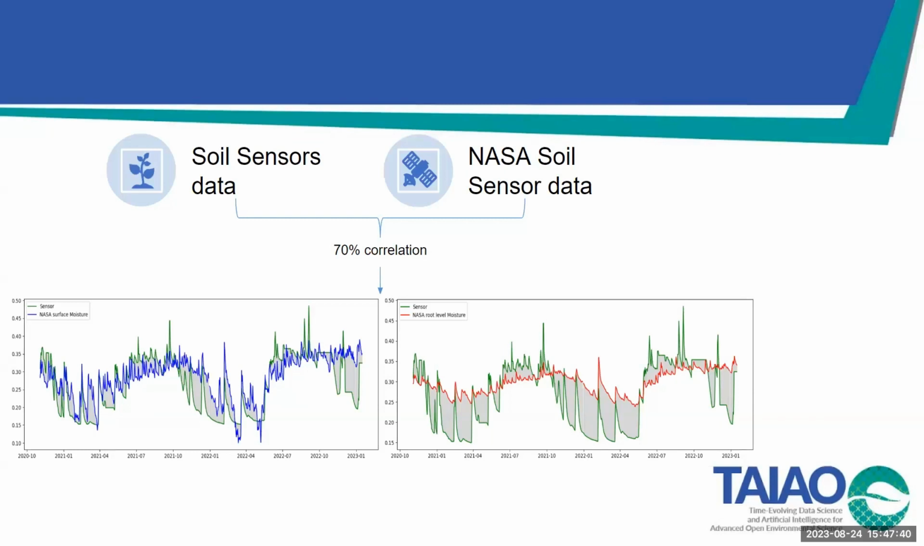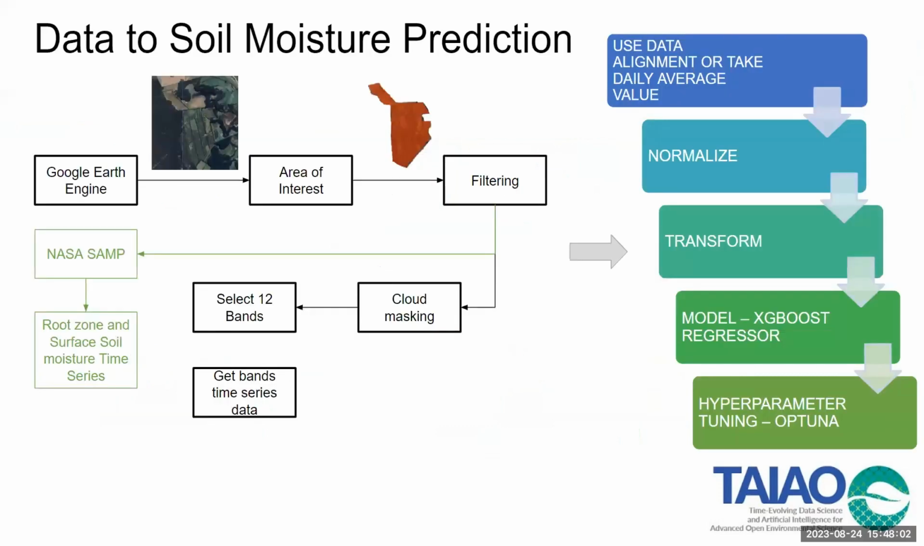I did a correlation analysis with the actual soil sensor data, and it has a 70% correlation. These 2 images show the correlation for the actual sensors and these 2 values. So instead of directly replacing the data, I decided to develop a model. Here I'm using this sensor data, then the NASA data as a time series, and also included 12 bands of Sentinel-2 as a time series. Then, instead of aligning, as I don't have continuous data points for my soil moisture sensors, I'm taking a daily average of all the values, and then normalized, transformed, and I'm using just an XGBoost regressor, and hyperparameter tuning was done.